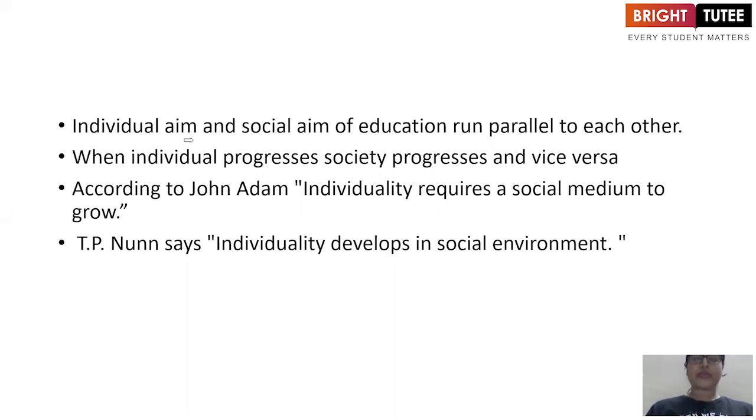So when we talk about individual and social aim of education, they actually run parallel to each other, that is, they complement each other strongly. So we say in simple terms that when the individual progresses, society progresses and vice versa. So there is a student who is progressing. Eventually, with his progressed mind, with his mind which is fully developed, personality developed, he is going to contribute also at a later stage to the society.